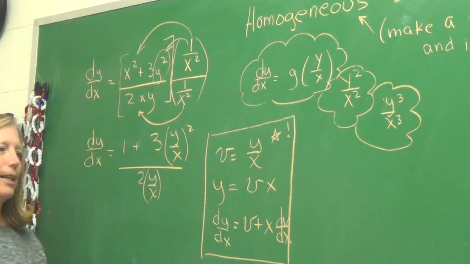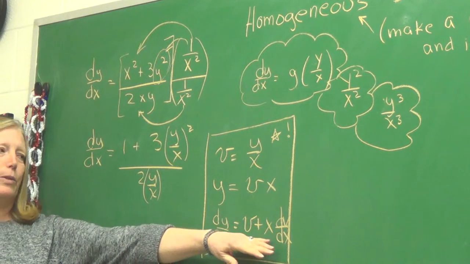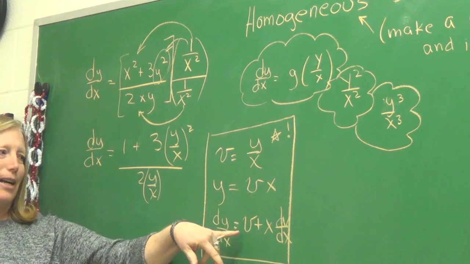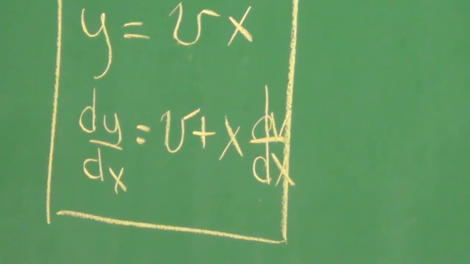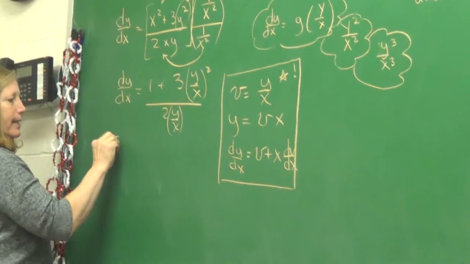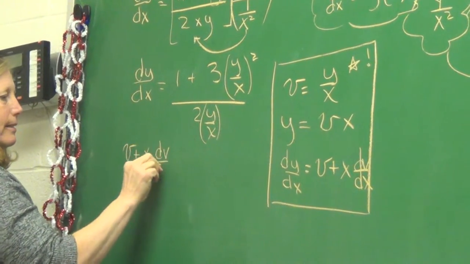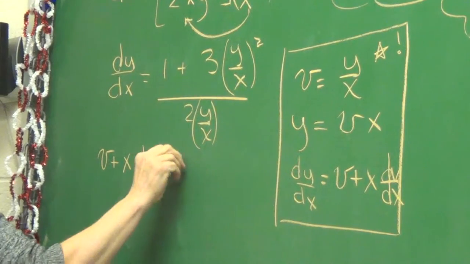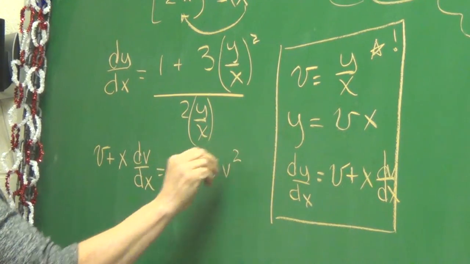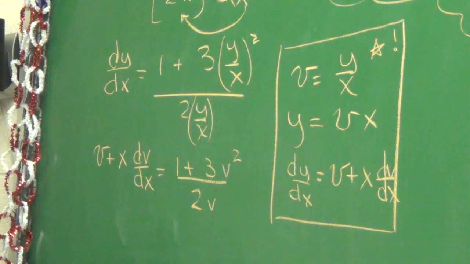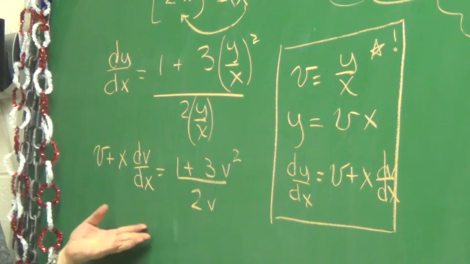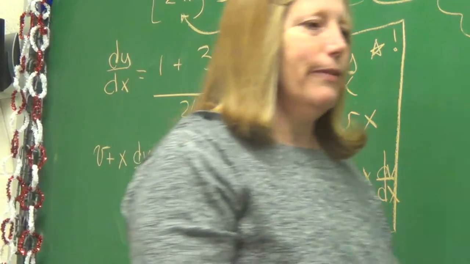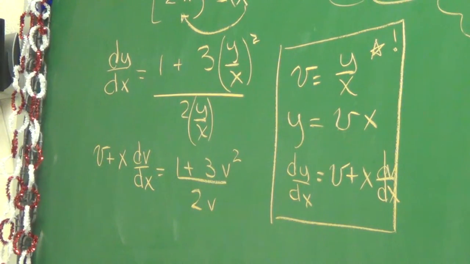Can you see that? It's just squished in my box. Is it showing up? v plus x dv dx. So that's going to go in for dy dx. So v plus x dv dx equals 1 plus 3v squared over 2v, because that's why I picked v, to get rid of these y over x guys. All right, do you follow that? I'll let you observe that and ponder it. Do you see any problems? Jonathan, do you see what I'm doing?